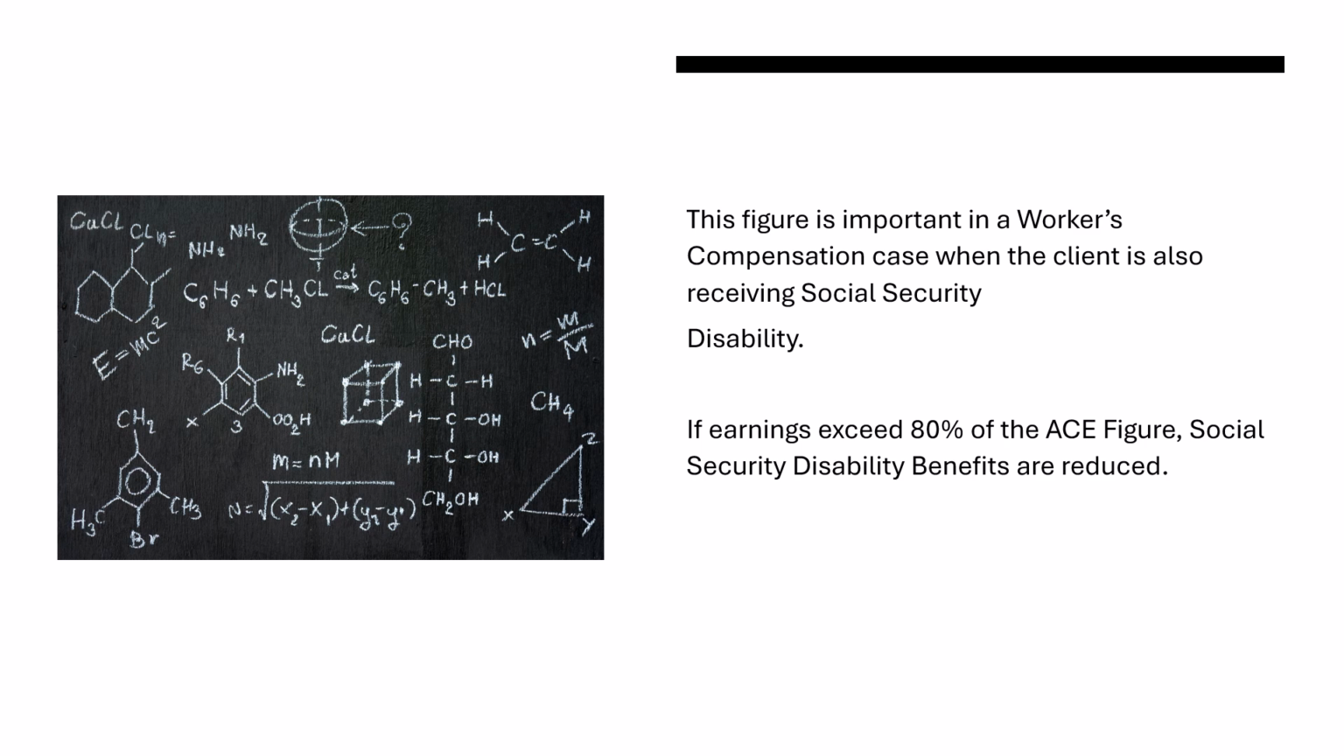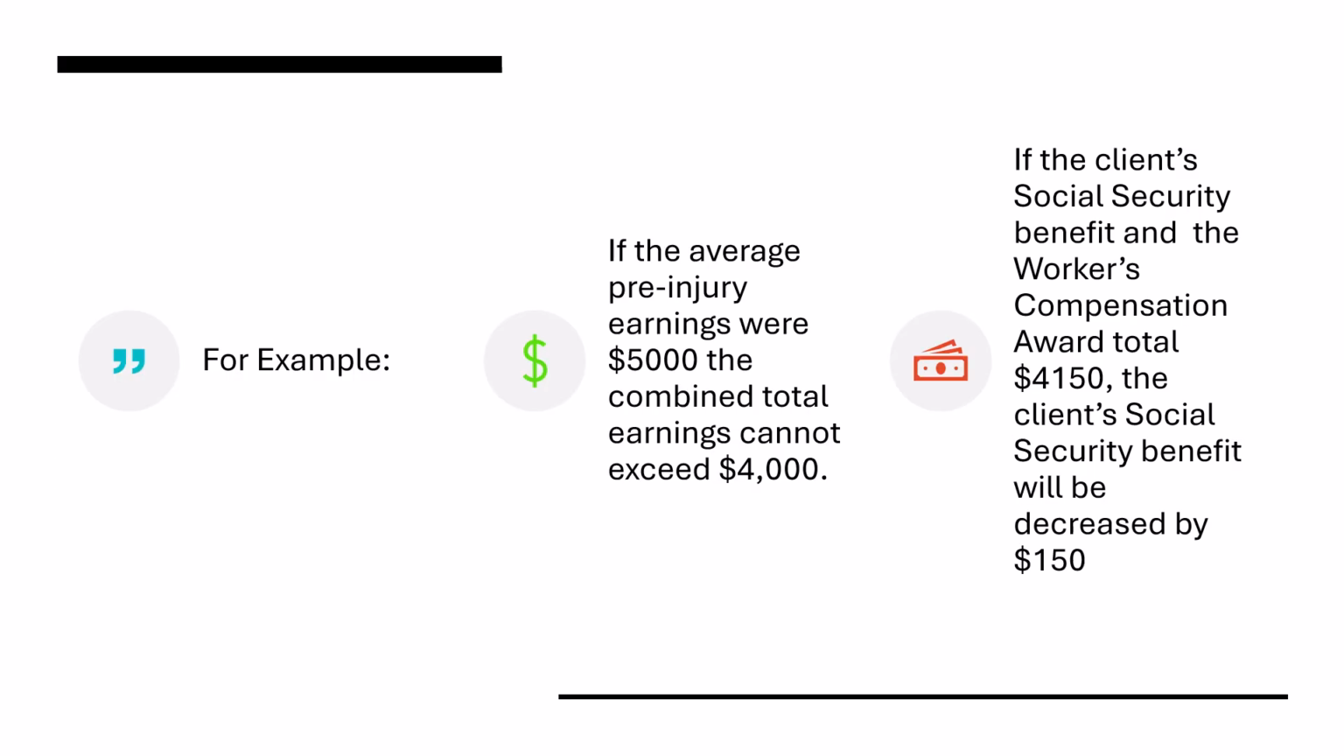This figure is important in workers' compensation cases when the client is also receiving Social Security disability benefits. If the earnings exceed 80% of this ACE figure, Social Security disability benefits are reduced for the client.